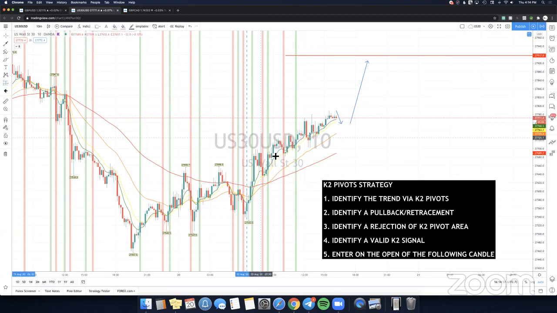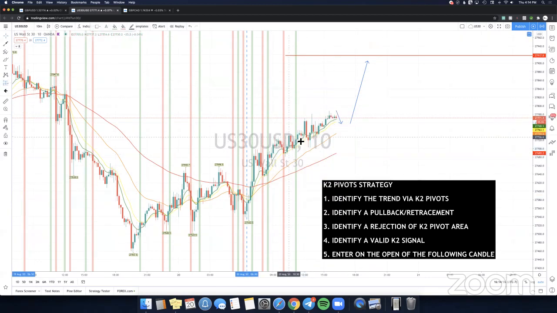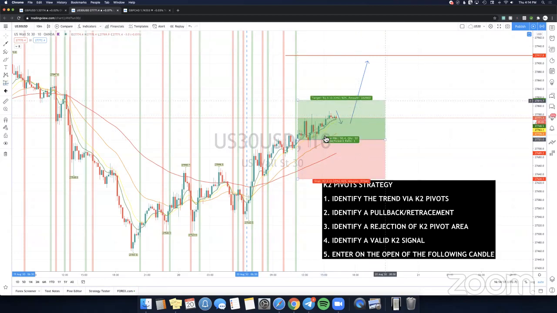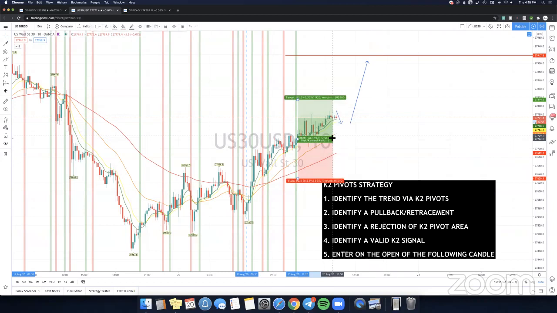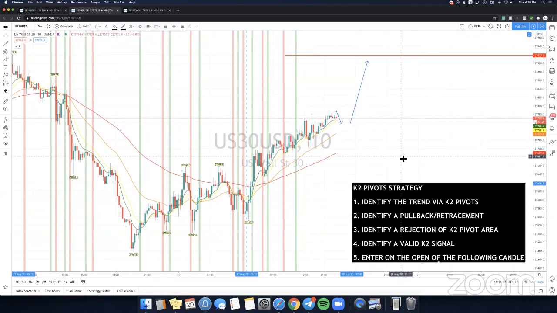Again, right here, you would have won. And then again, right here, this technically still would have been active if you took this pivot entry. But that'd be the same entry that I'd be looking for here. I'd be waiting for an opposite signal or some sort of retracement and then a buy signal before I take an entry in that direction.